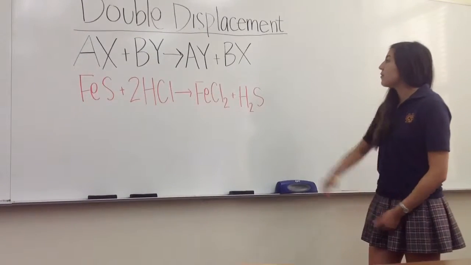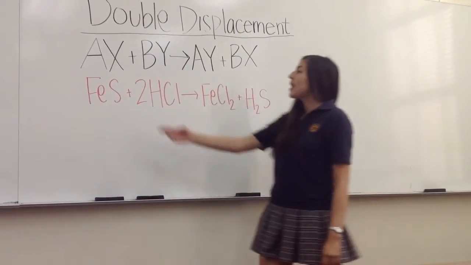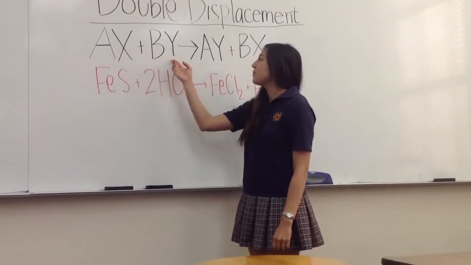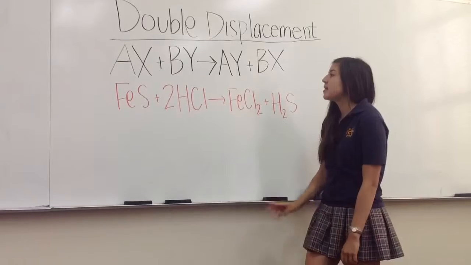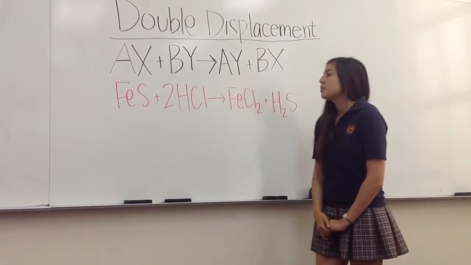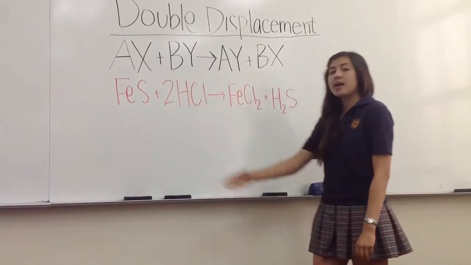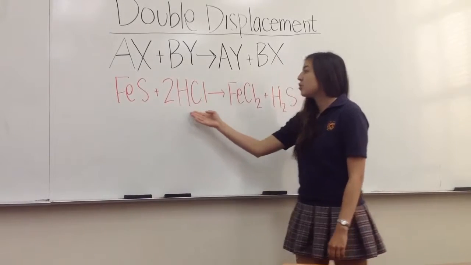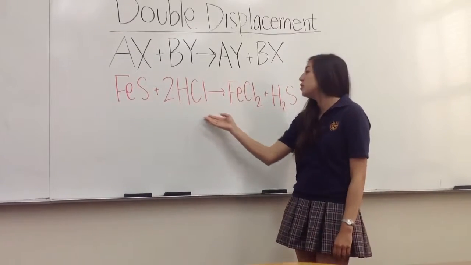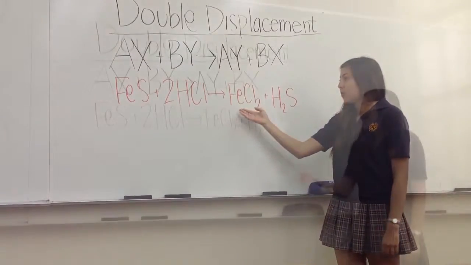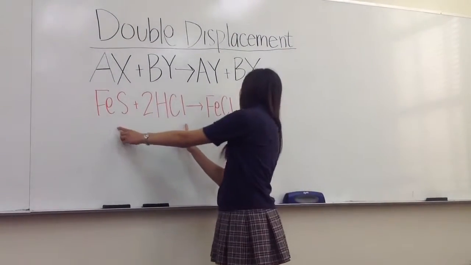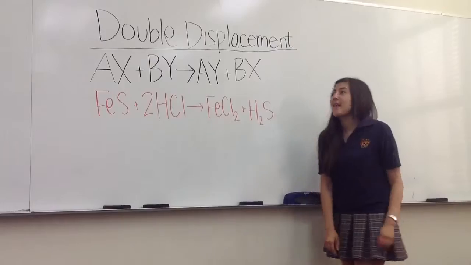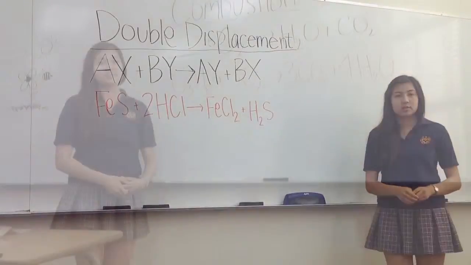So here, in our variable equation, we have AX plus BY reacts to produce AY plus BX. We see that they have switched. So here, we have iron sulfide plus hydrochloric acid reacts to produce iron chloride and hydrogen sulfide. So here we see that they have switched. And that is a double displacement reaction.